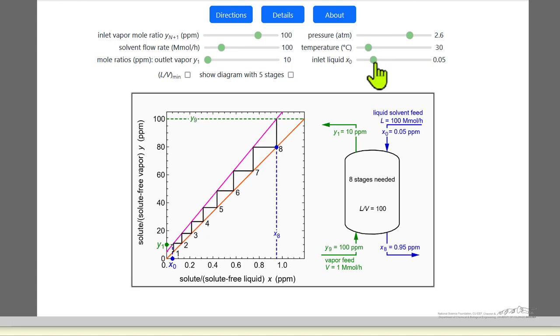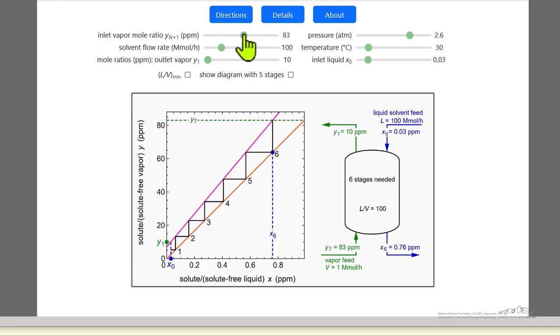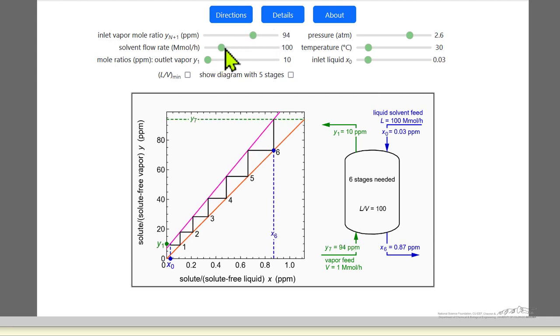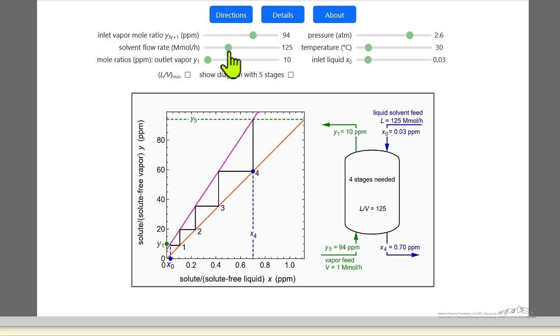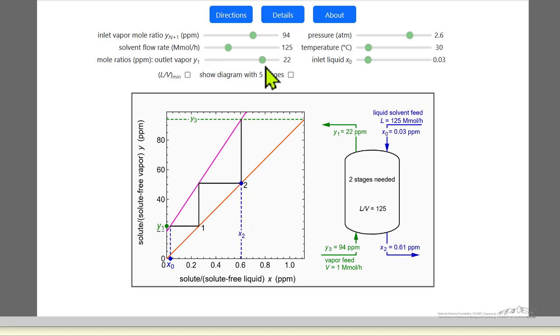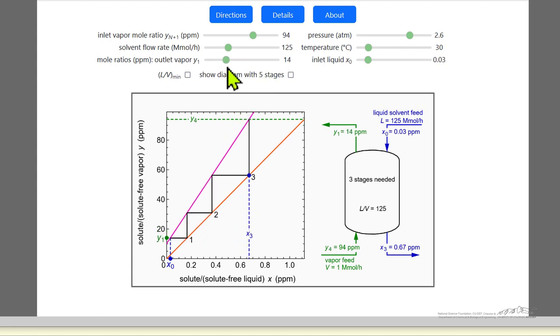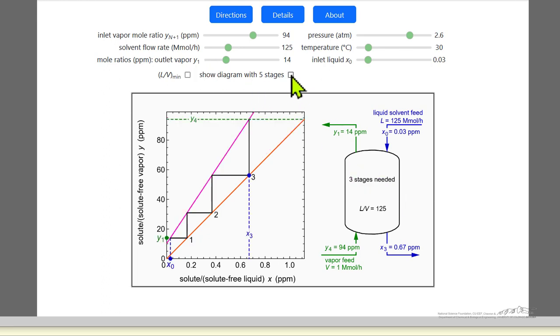So we can change the inlet concentration of liquid, the inlet vapor mole ratio, the solvent flow rate. If we increase the solvent flow rate, we decrease the number of stages. And then the desired outlet mole fraction. So if we go to a higher value, we have less separation. Of course, then it takes fewer stages. Here's the minimum value of liquid over vapor, and that's shown here. And then we can select this.